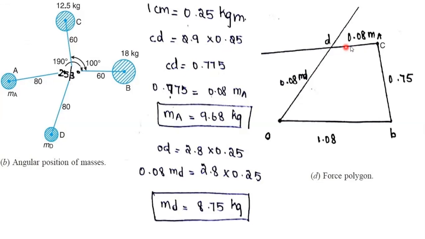So now we know clearly that this value is nothing but CD, right? So CD 0.775 will be 0.08 MA. Here only one unknown is there, so we can easily determine the MA value. The mass of A is 9.68 kg.